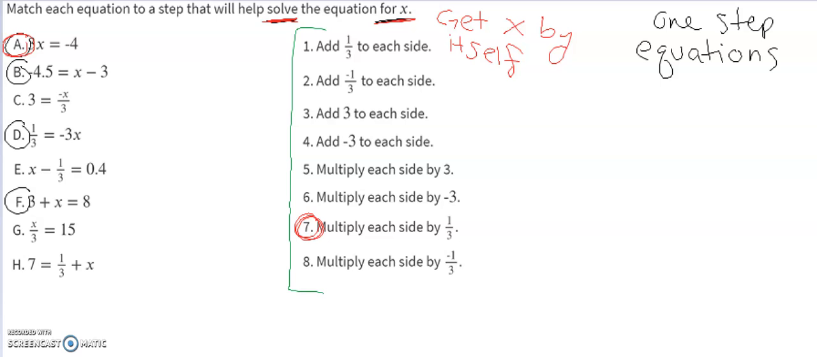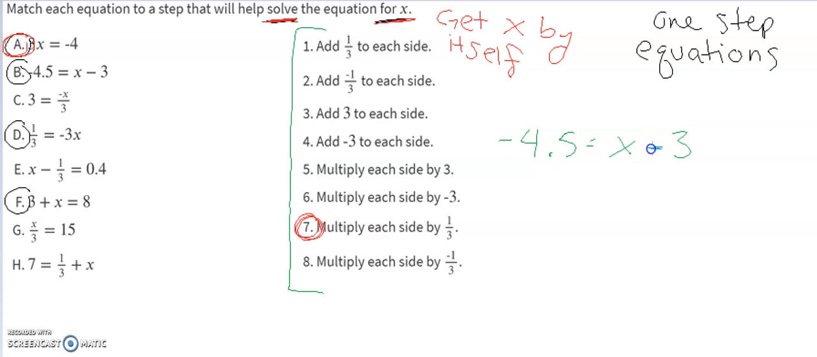All right, so we have found that A goes with 7, or the step described in 7 will help you get the equation in A to a point where you can solve for x, or get x by itself. Now let's take a look at B, okay? So B, I have a negative 4.5 equals x minus 3.